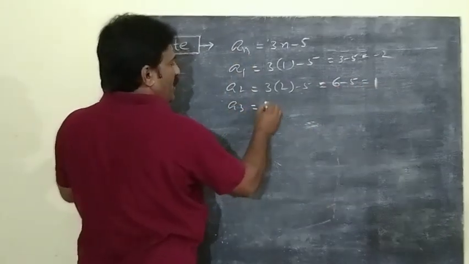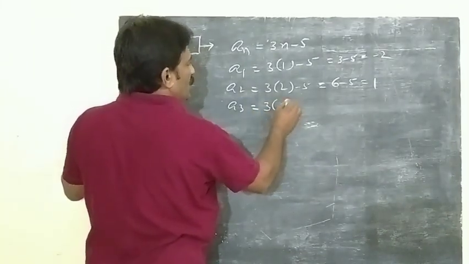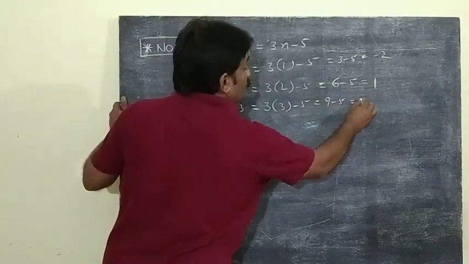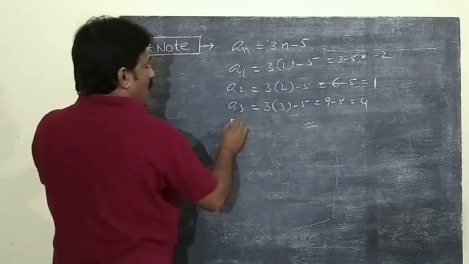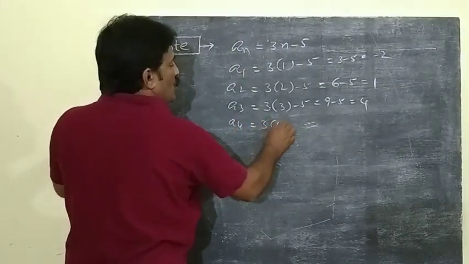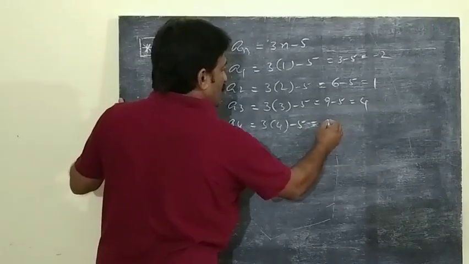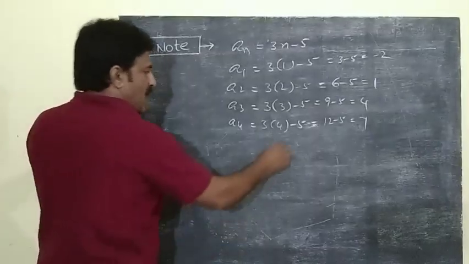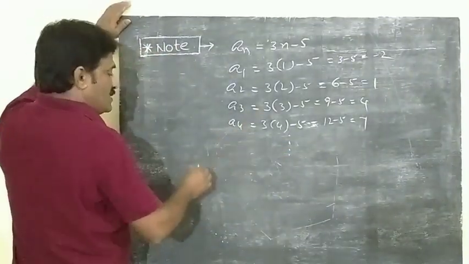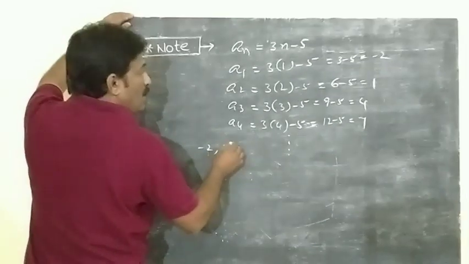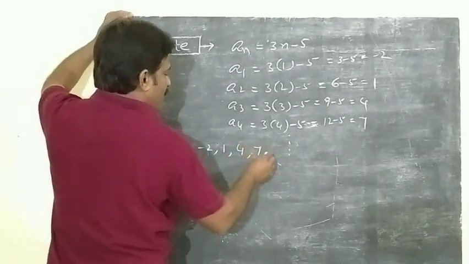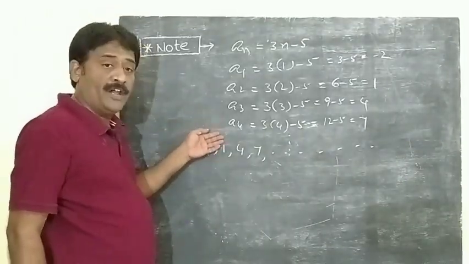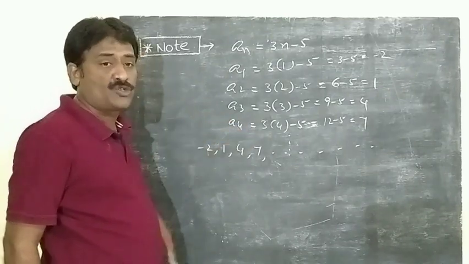And A3 is equal to 3 into 3 minus 5, that is equal to 9 minus 5 is equal to 4, and A4 is equal to 3 into 4 minus 5 is equal to 12 minus 5, that is equal to 7, and so on. Now list the numbers: minus 2, 1, 4, 7 and so on. Now we know that A1, A2, A3, A4 and so on.